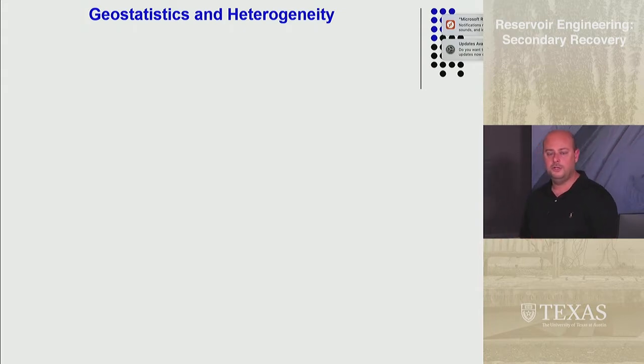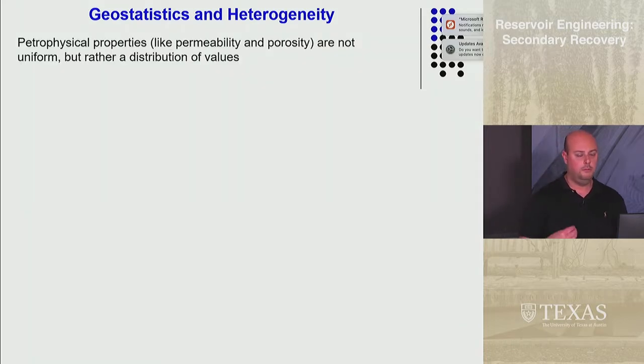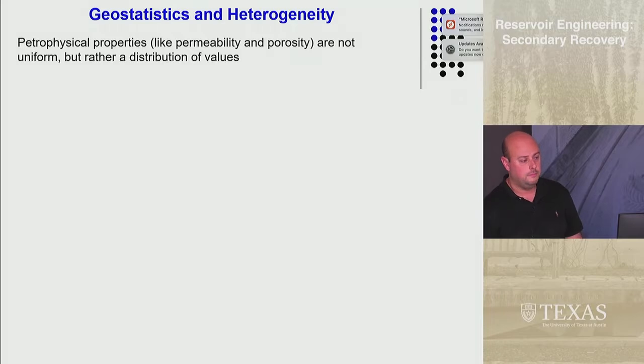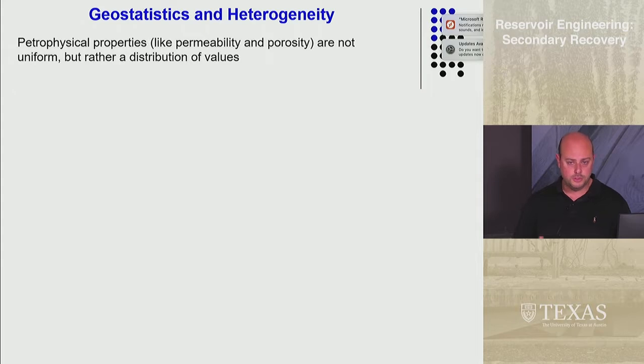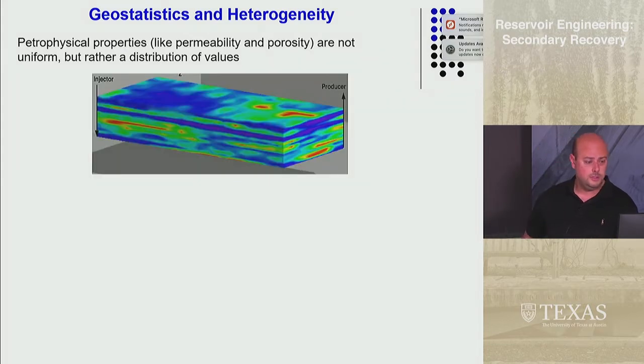So let's talk a little bit about geostatistics and heterogeneity. I'll start out really simple. Petrophysical properties, and there are lots of them, but permeability and porosity are the easiest to talk about. We'll talk mostly about permeability. They are not uniform in a reservoir. I think you all know this by now, whether you've taken the geostatistics class or not. Permeability varies throughout the reservoir, and these reservoirs are huge, and they can vary in terms of permeability by orders of magnitude.